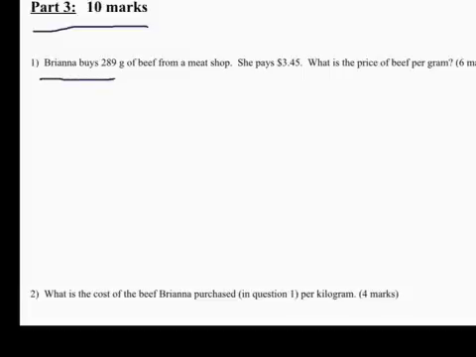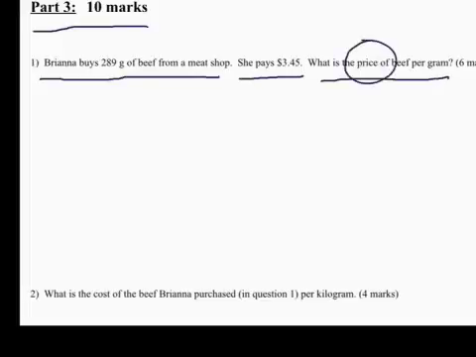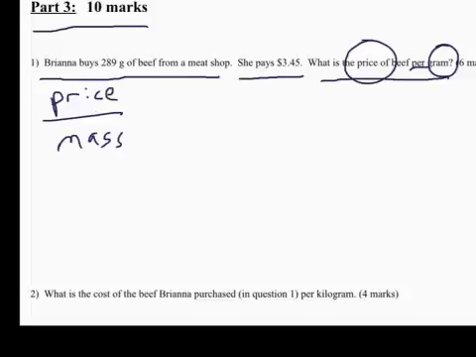Brianna buys 289 grams of beef from a meat shop. She pays $3.45. What is the price of beef per gram? So right here, price of beef per gram tells us our equation. So we've got price per mass, which is dollars per gram, from the units in this question.